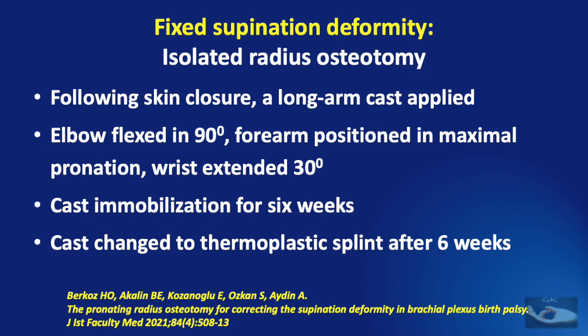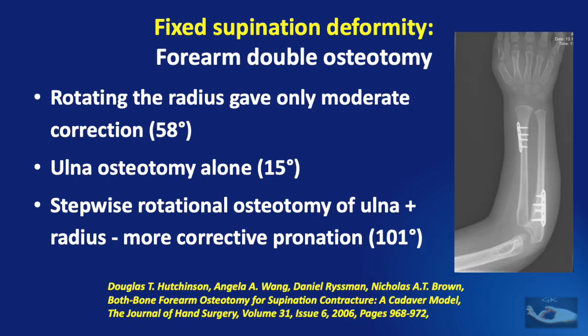It is important to apply this cast with the elbow flexed in 90 degrees, forearm positioned in maximal pronation and wrist extended to 30 degrees. This cast needs to be maintained for 6 weeks and it is converted to a thermoplastic splint after 6 weeks. Rotating the radius alone gave only moderate correction of about 58 degrees. An osteotomy of the ulna alone gave only 15 degrees of correction, whereas a stepwise rotational osteotomy of the ulna and the radius gave more corrective pronation, almost 101 degrees in a particular study.